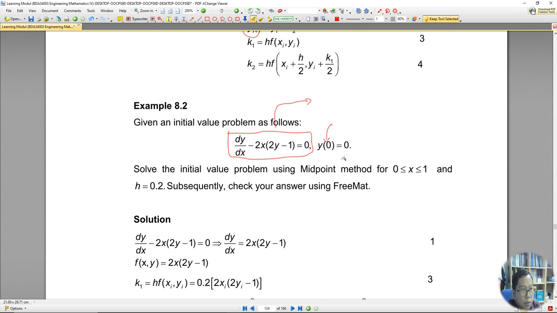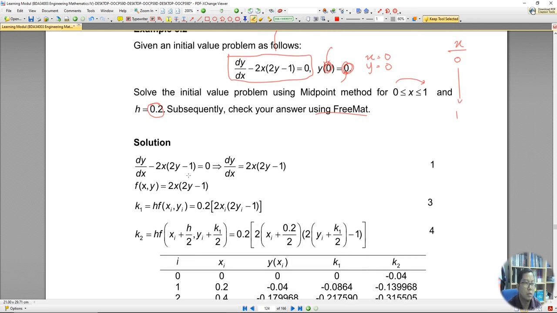When x equals 0, then y equals 0. Okay, and then solve the initial value problem using the midpoint method, for x between 0 and 1, so you have to iterate from 0 until 1. And h is 0.2, the same as the previous example. Subsequently, check your answer using FreeMath. This is the validation process.